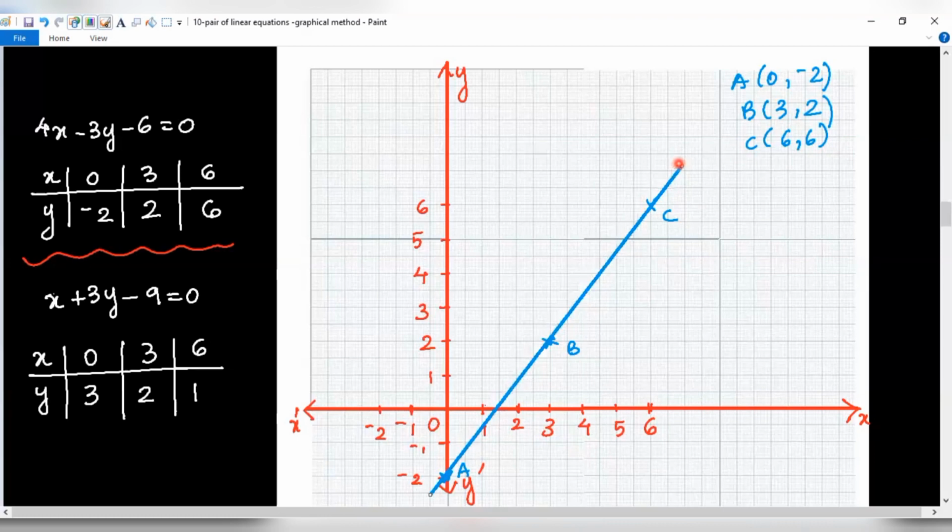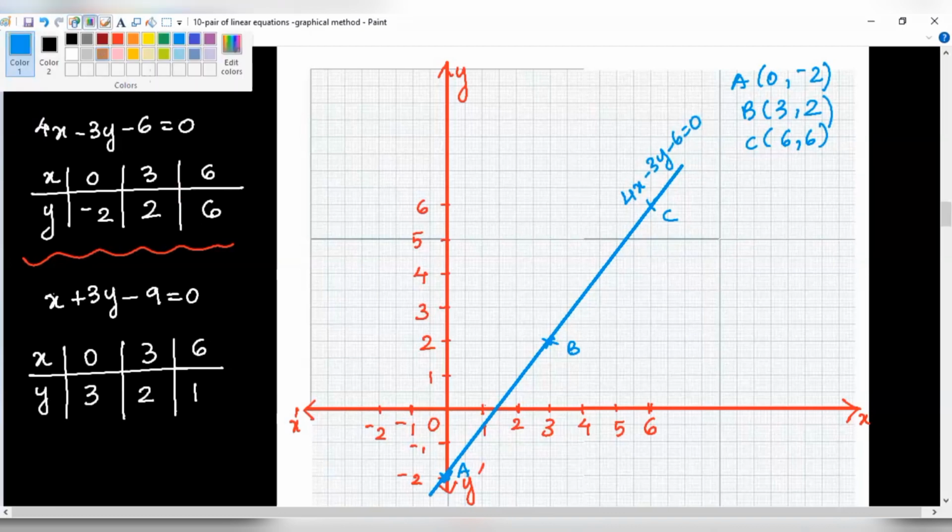Now let us write down the equation: 4x minus 3y minus 6 equal to 0. That is what we have from now. Now let us take the next one with green color.